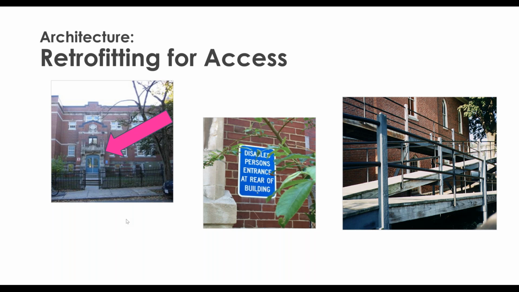So let's look at these. If you look at that arrow there in that first one, that door, you have the stairs. If I'm wheelchair bound, it's going to be hard for me to access that space. In addition to that, my wheelchair is about 36 inches across. So am I able to get through that gate? I don't really know. The second picture, looking at disabled persons enter at the rear of the building, it's a little bit covered by that tree. So am I able to see that if I'm in a wheelchair?